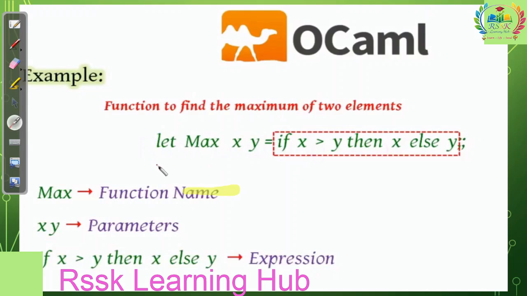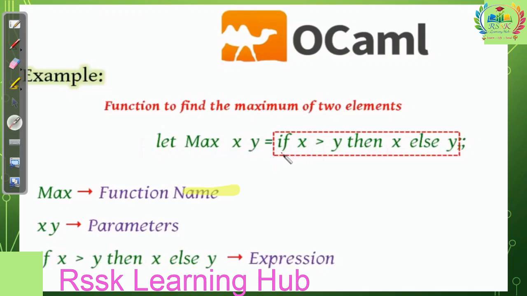Now coming to this, let is the keyword. Max is the function name, x and y are parameters. Now see the condition part, what they are going to check. If you want to find the maximum of two numbers, what is the condition you have to give? You have to compare these two numbers, and whichever number is greatest should be displayed first. If the first number is not greatest, automatically the second number will be the greatest number, right?